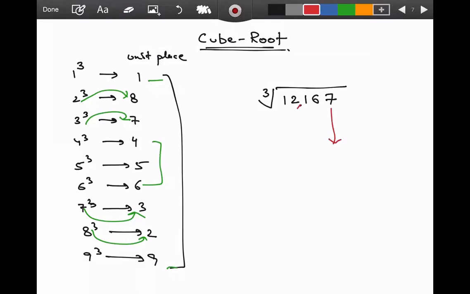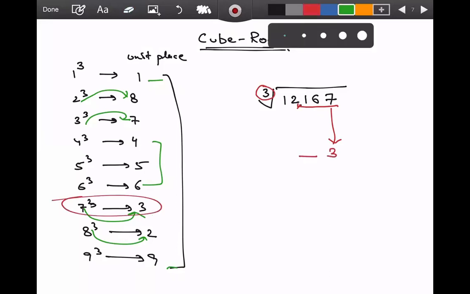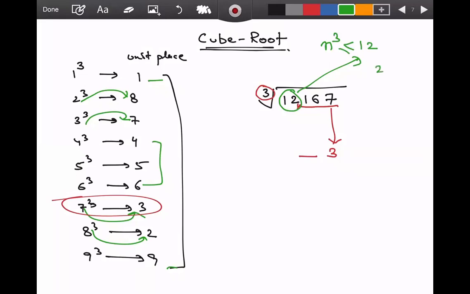So 7, so 3, and underline the last 3. 7 will give us what? 3. We are left with 12. Which number's cube is just less than or equal to 12? 3 cube is 27, 2 cube is 8. So 2 cube is just less than 12. Therefore, answer is 23. That's all.